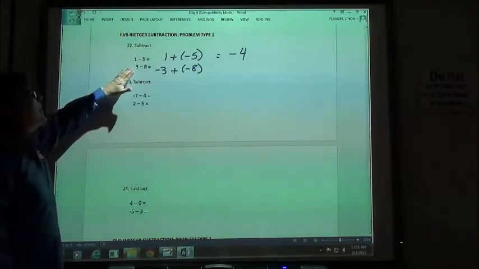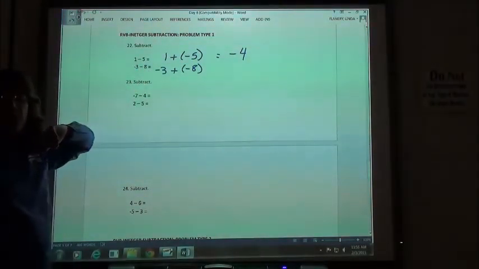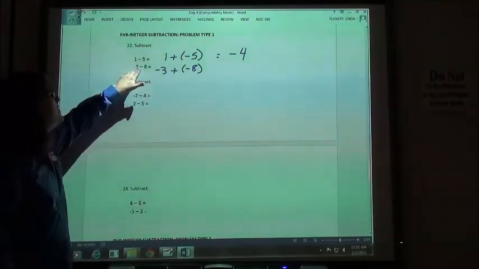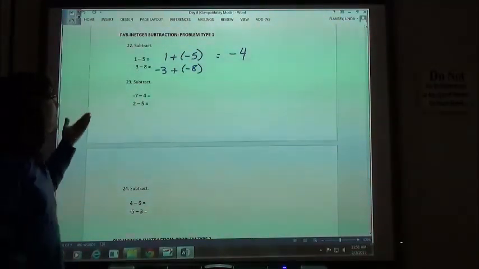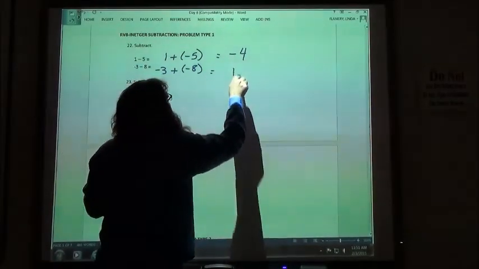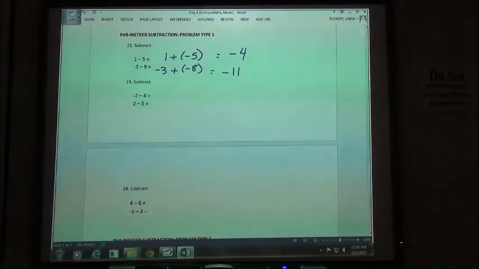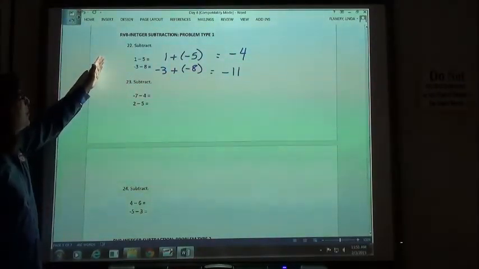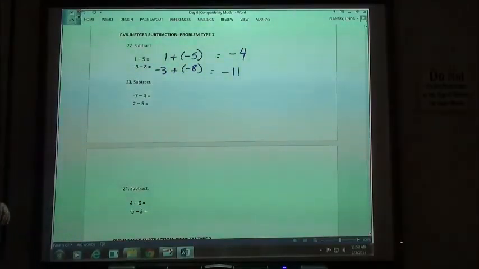Here, the 3 is negative. The 8 also has a negative or a minus sign in front. Since the signs in front are the same, my rule is to add and keep the sign. 8 plus 3 is 11. I keep the sign, so negative 3 minus 8 is going to be negative 11. If you think about being at negative 3 on your number line and then going back 8 more, you end up at negative 11.